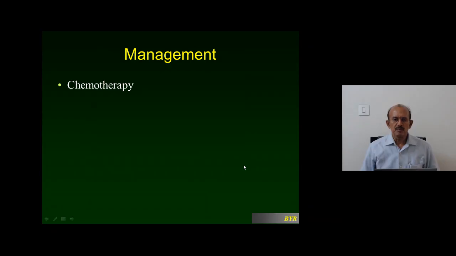Management of secondaries. Whenever secondaries are present anywhere in the body, what is the stage of the disease? When secondaries in the liver are present, what is the stage of the disease?